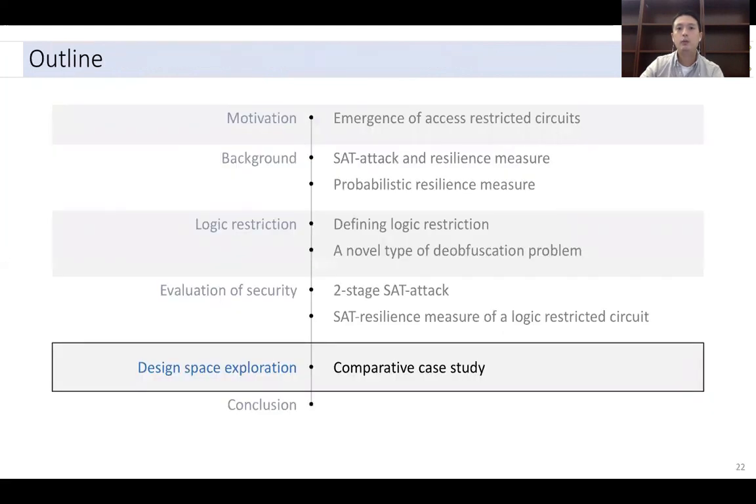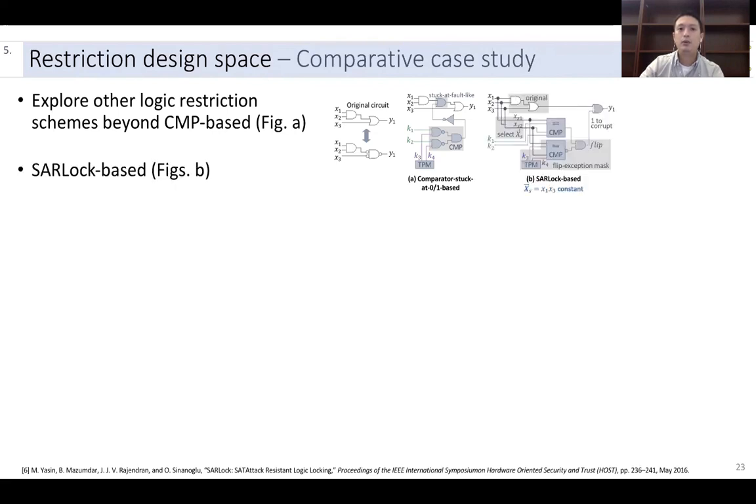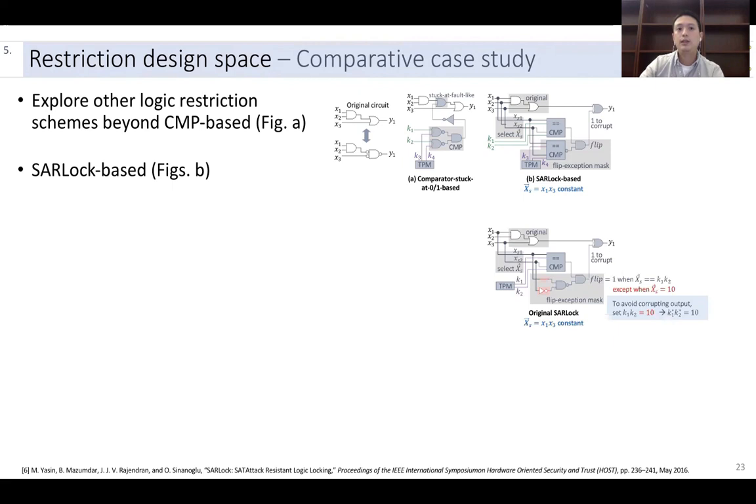In the next section, we will use the two-stage set attack to evaluate and compare set resilience of two different logic restriction schemes, while also exploring logic restriction design space. The goal here is to explore other logic restriction schemes beyond the comparator-based one shown in figure A. As an example, we can borrow technique from logic obfuscation, such as SALock, to make a logic restriction version shown in B. A circuit locked with the original SALock is shown here on the bottom.